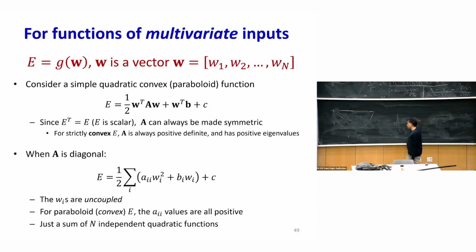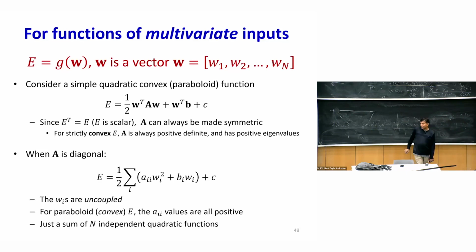A function of 2 variables might be f of x1, x2 equals half a11 x1 squared plus b1 x1 plus half a22 x2 squared plus b2 x2 plus c. So it's going to be a sum of 2 quadratics, and this is assuming that the coordinates are axis aligned. This is the simplest case, but it's good to analyze this, right? So now it's a sum of 2 quadratics.